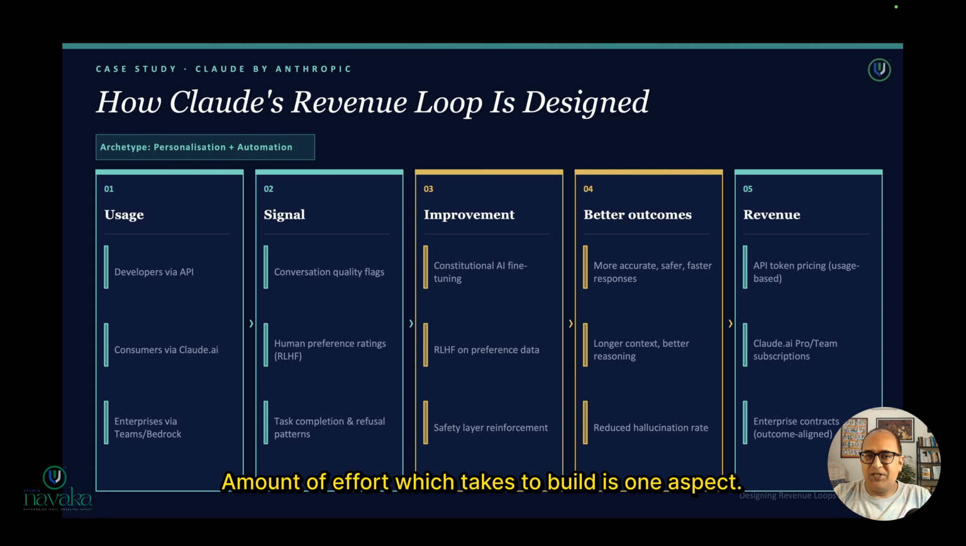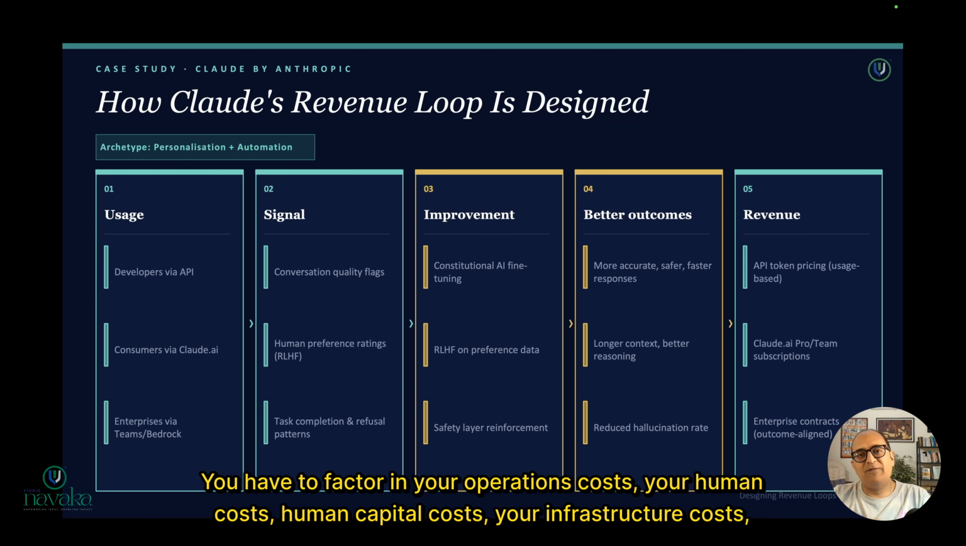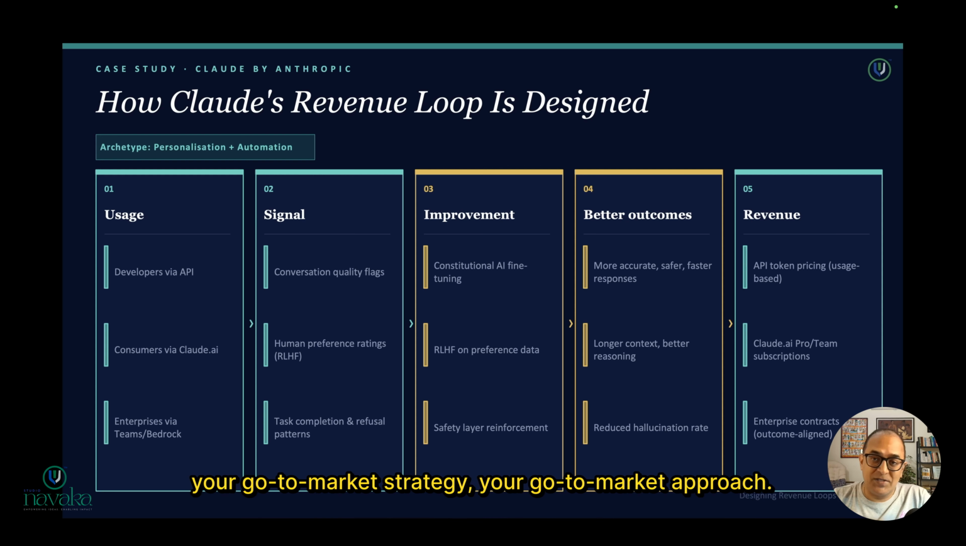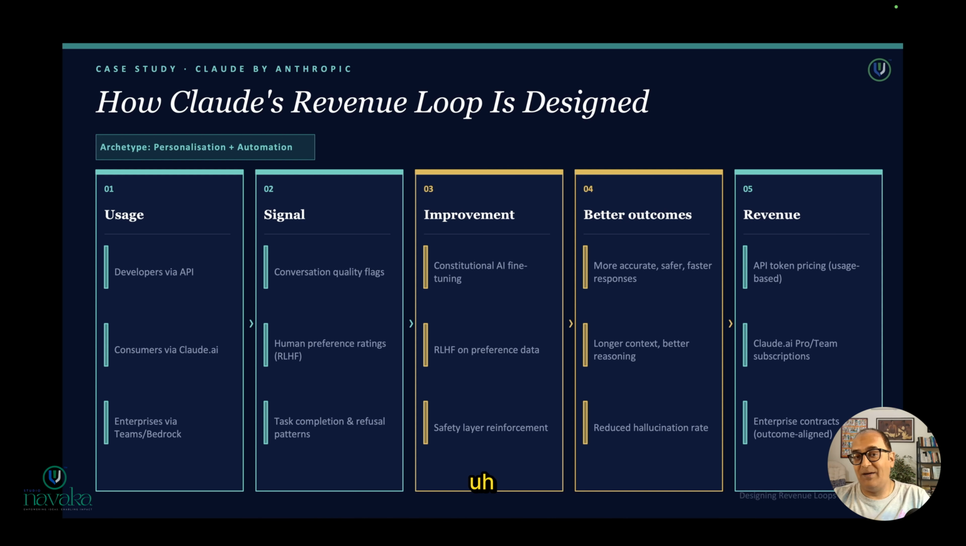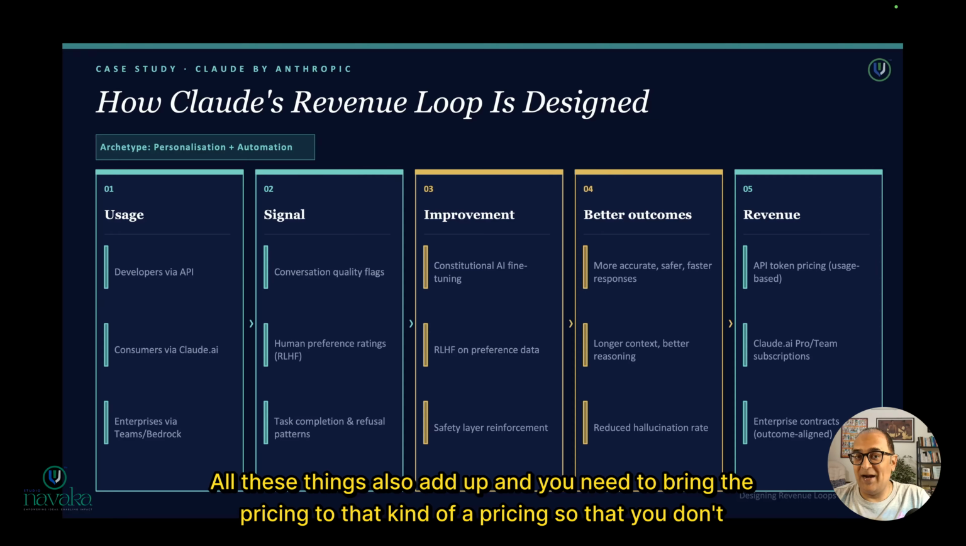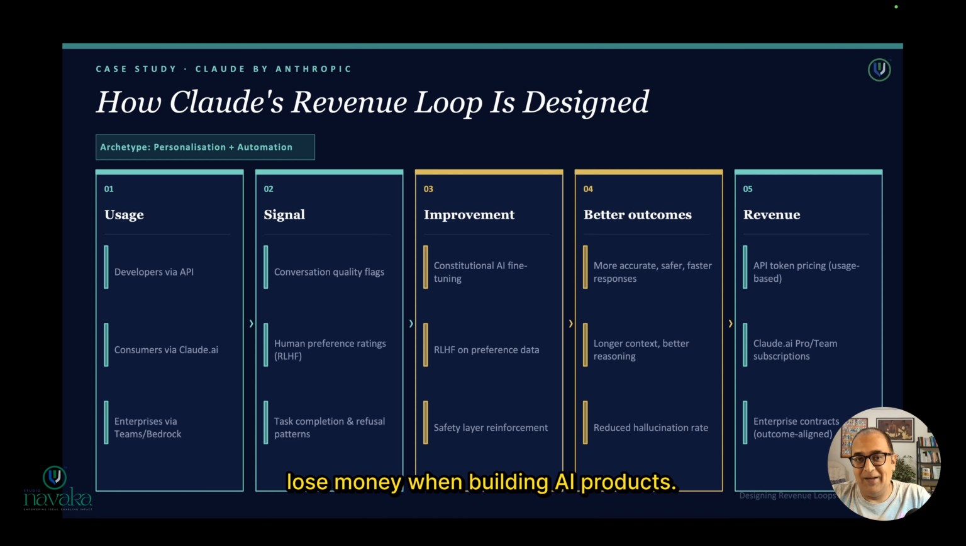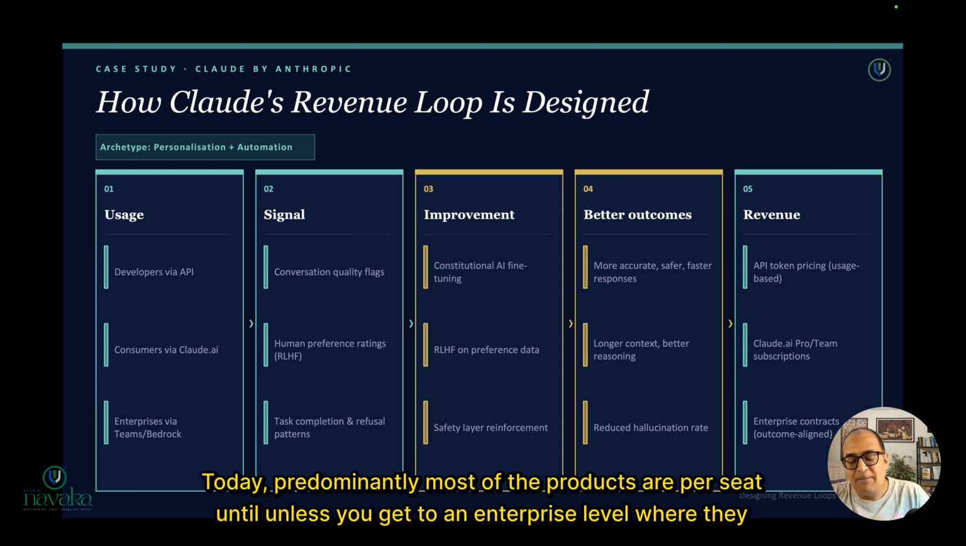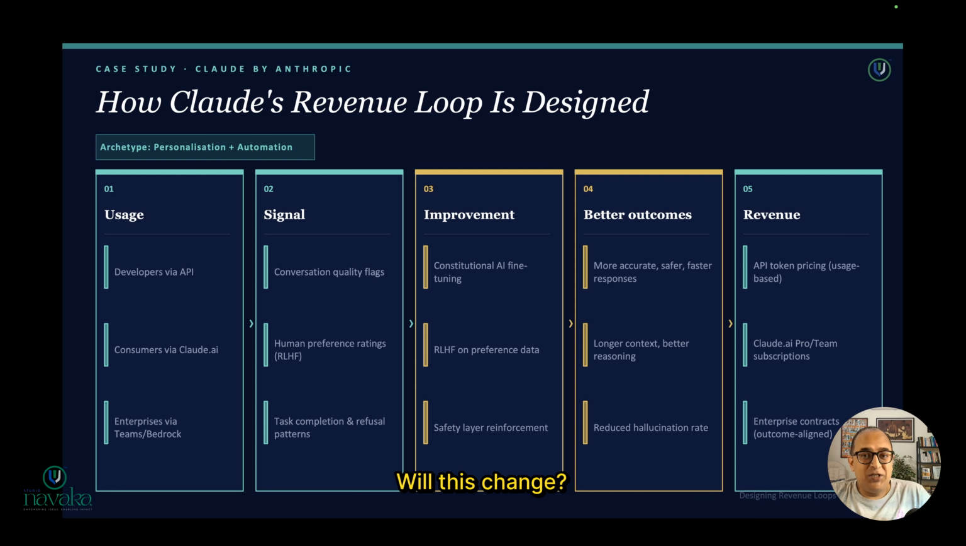The amount of effort it takes to build is one aspect. You have to factor in your operations costs, your human capital costs, your infrastructure costs, and your go-to-market strategy and approach. All these things also add up, and you need to bring the pricing to a level so that you don't lose money when building AI products. Today, predominantly most products are per seat, unless you get to an enterprise level where they talk about tokens. Will this change? It'll change, but it'll take a long time.